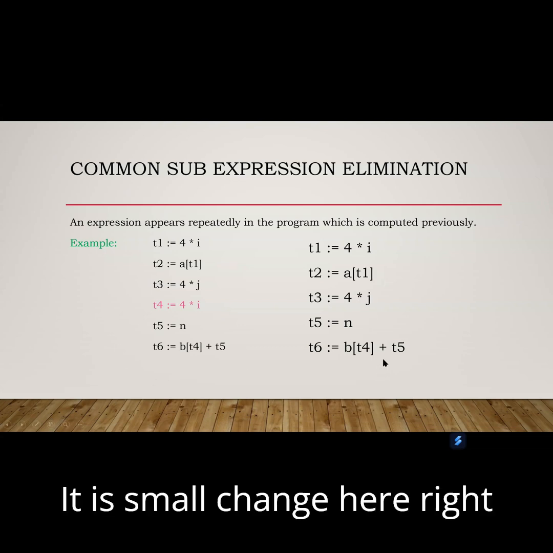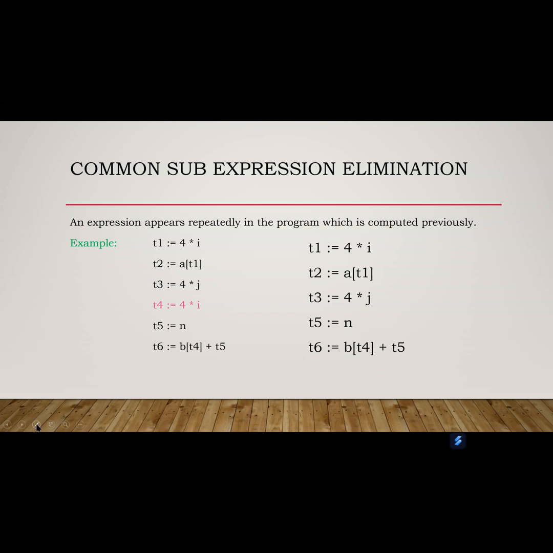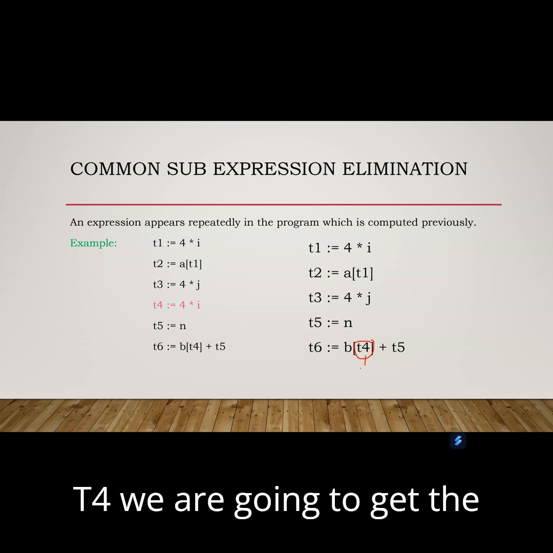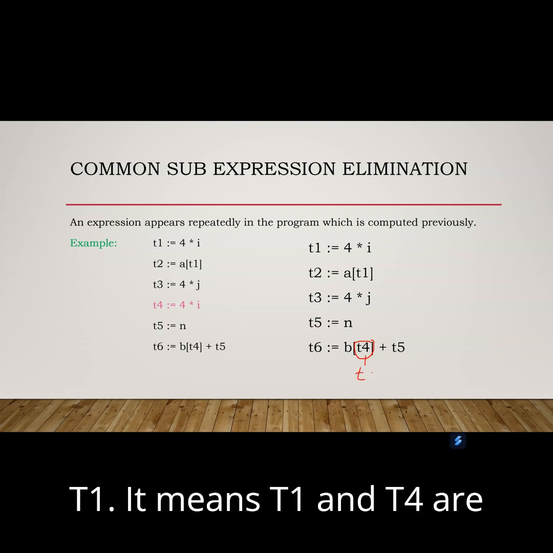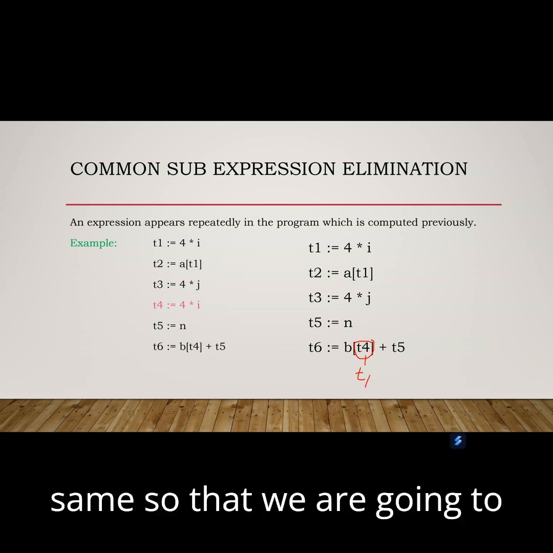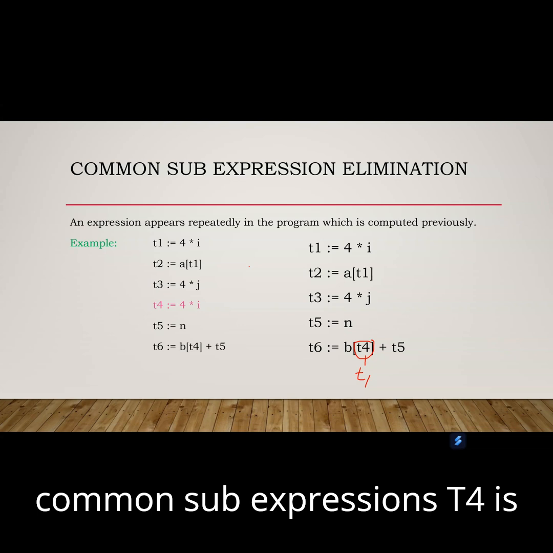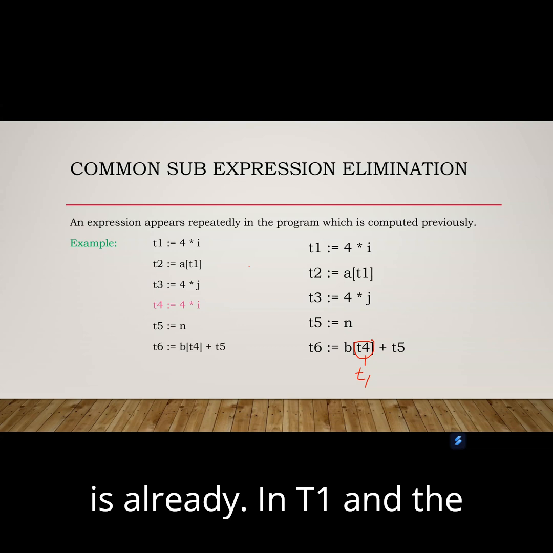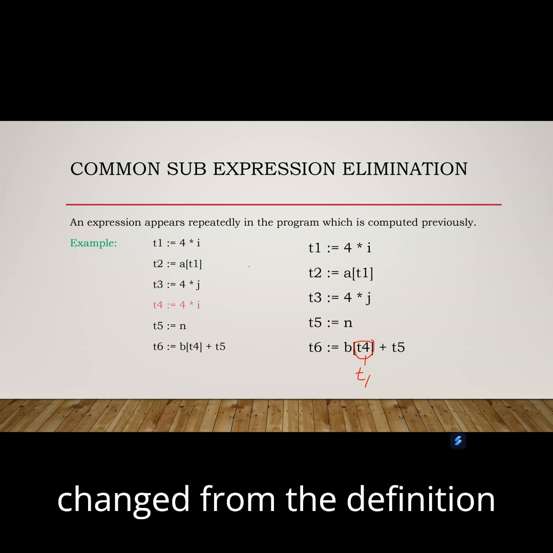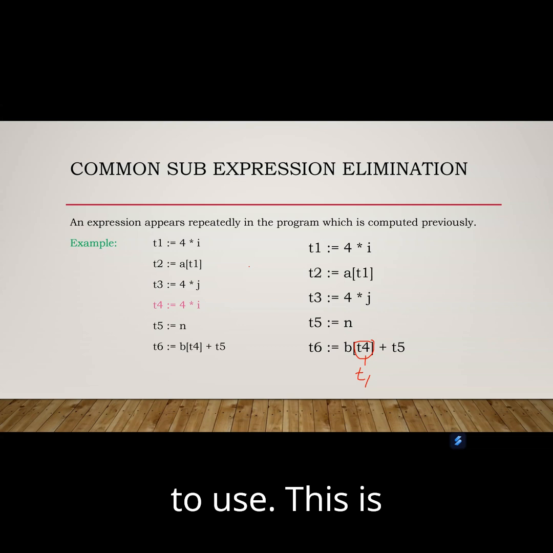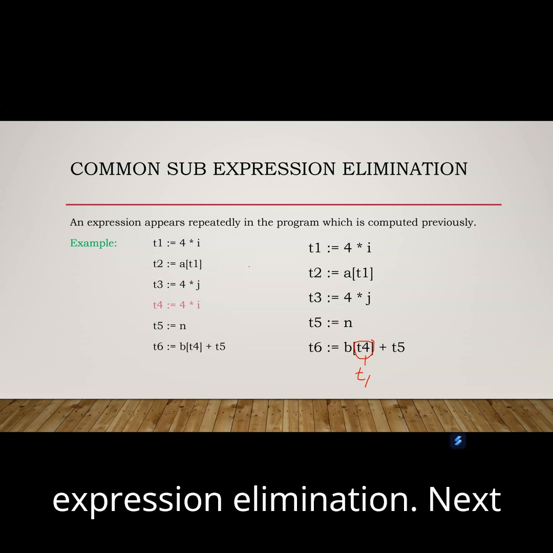Right, small change here. We already removed the T4, so instead of T4 we are going to get the T1. T1 and T4 are the same, so we are going to get the T1 value here. Clear? The common subexpression T4 is eliminated as the computation is already in T1 and the value of I is not being changed from the definition to use. This is about common subexpression elimination.